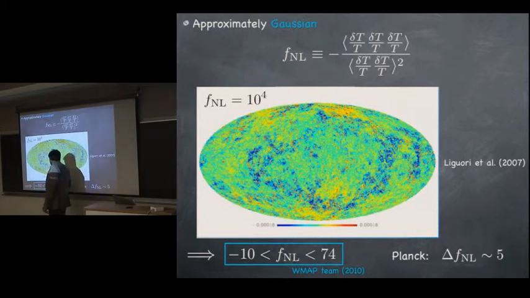Interestingly enough, this bound of course has been shrinking, but the central value, whatever that's worth, has stuck around 40. Whatever that means. There's no statistical significance to that statement, but it's temporal. So we'll see what happens with Planck.